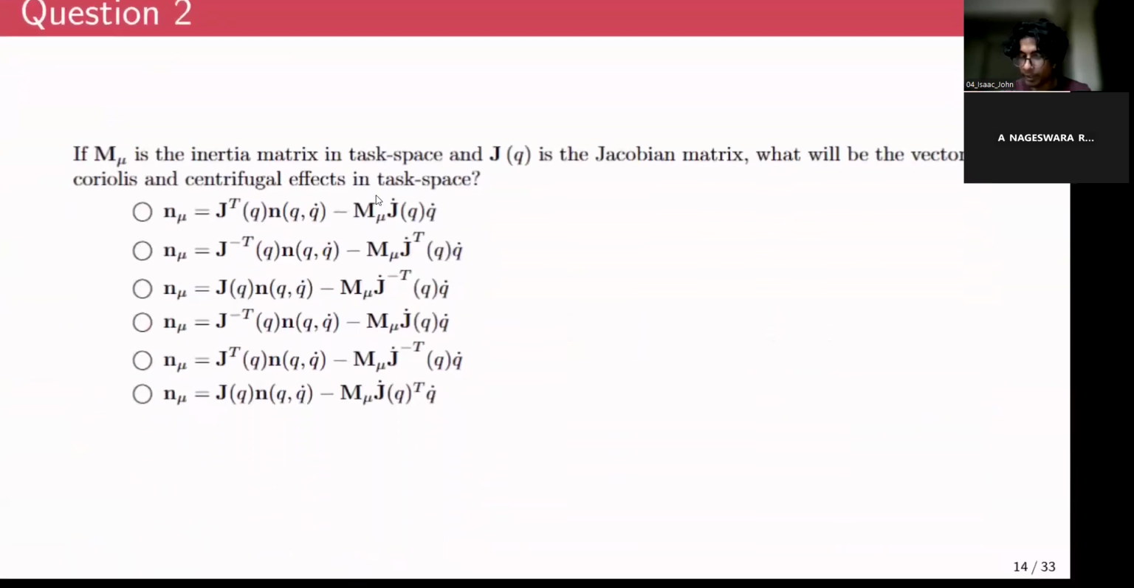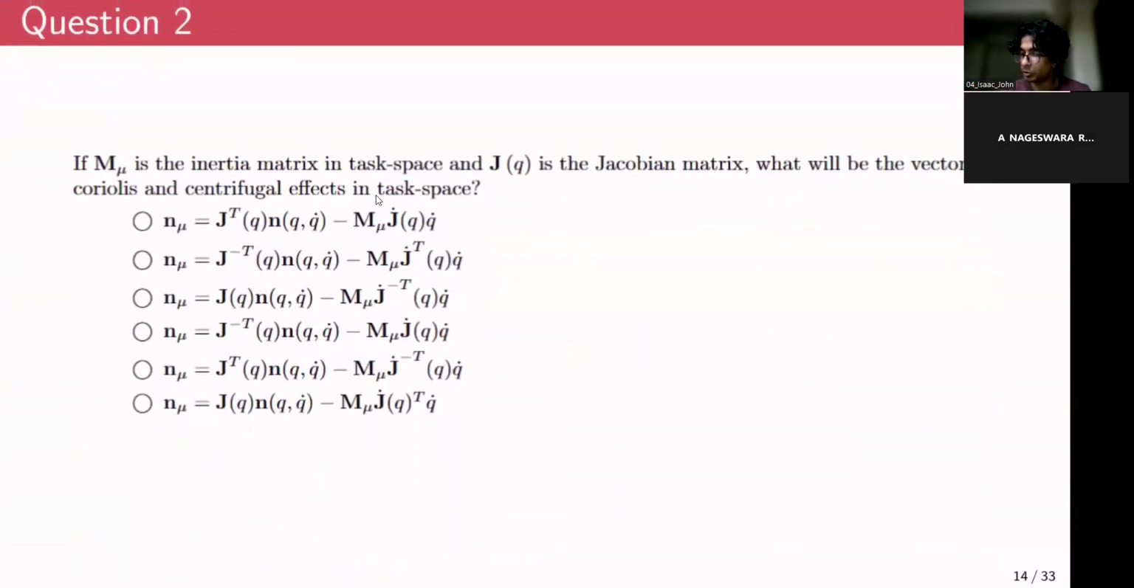Now, moving on to the second question. If M of mu is the inertia matrix in task space and J of q is the Jacobian matrix, what will be the vector of Coriolis and centrifugal effects in task space? So this is a good question. So let us begin with what we currently know of, or what we are familiar with.